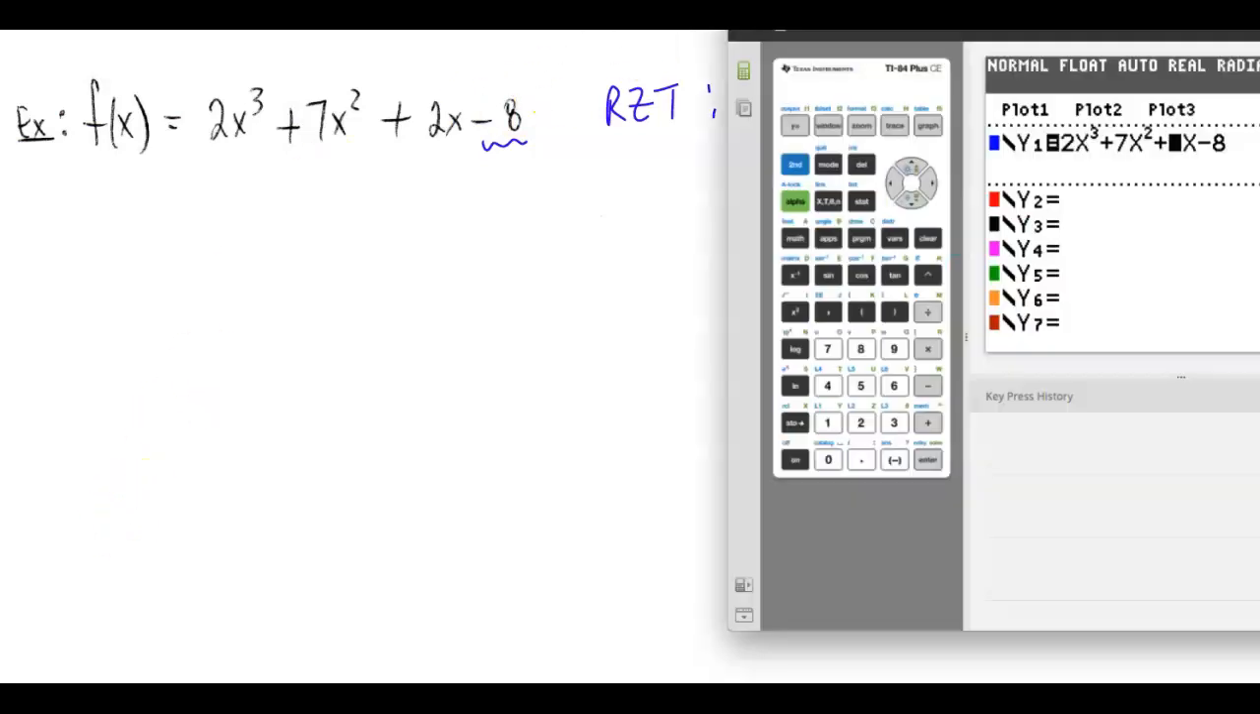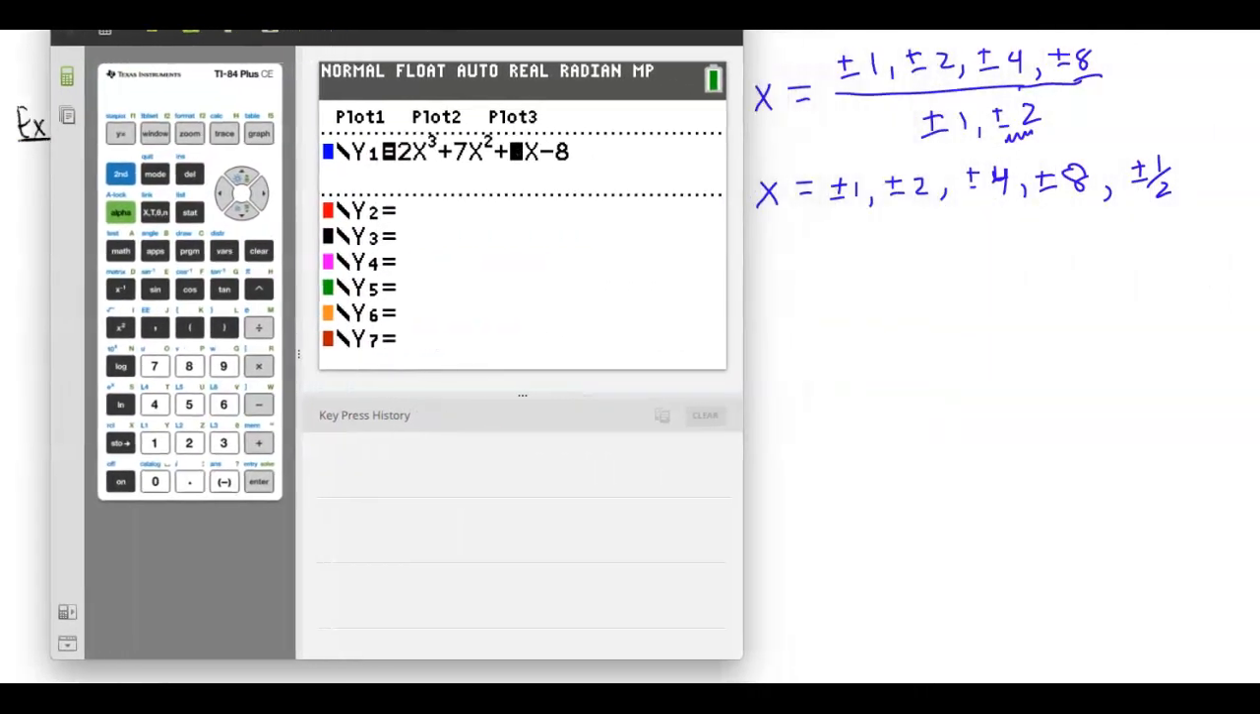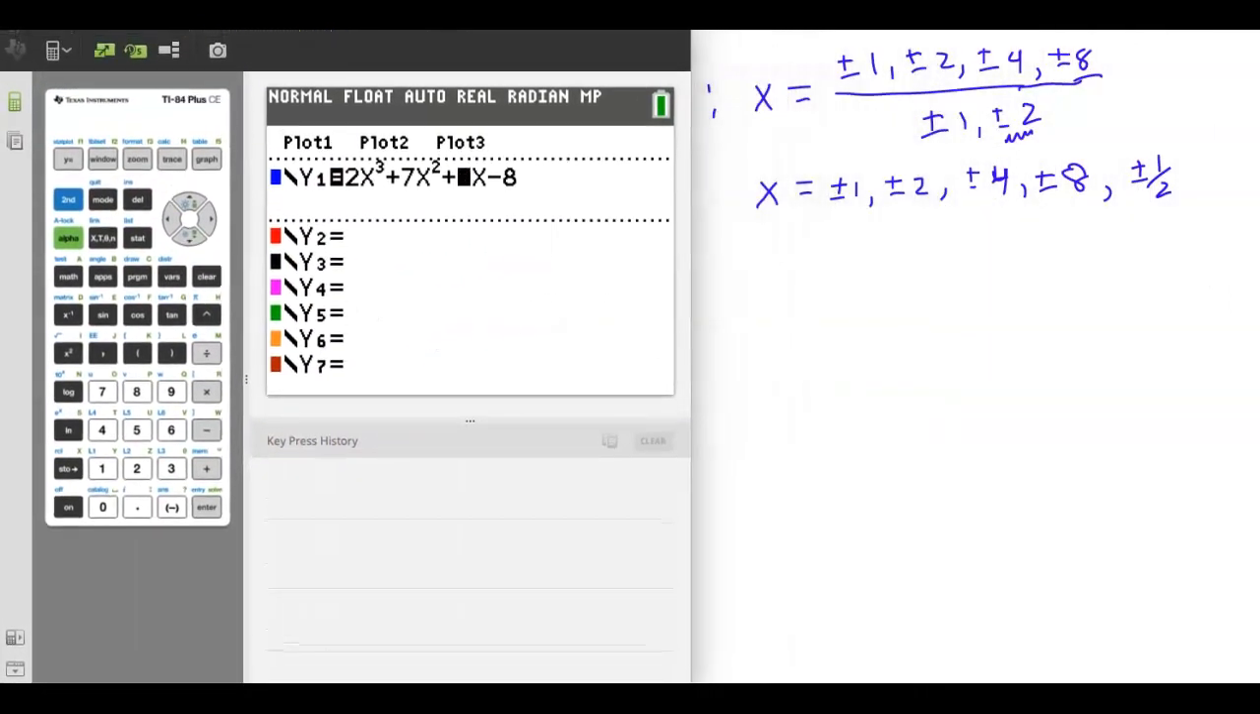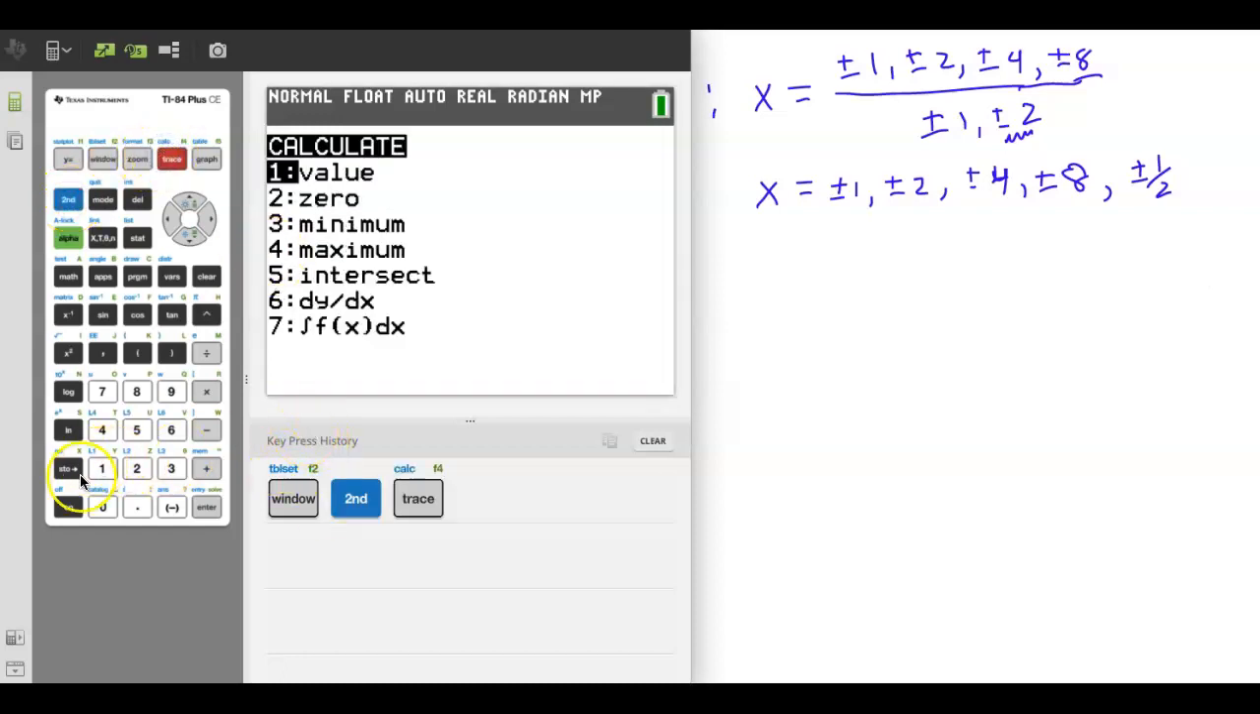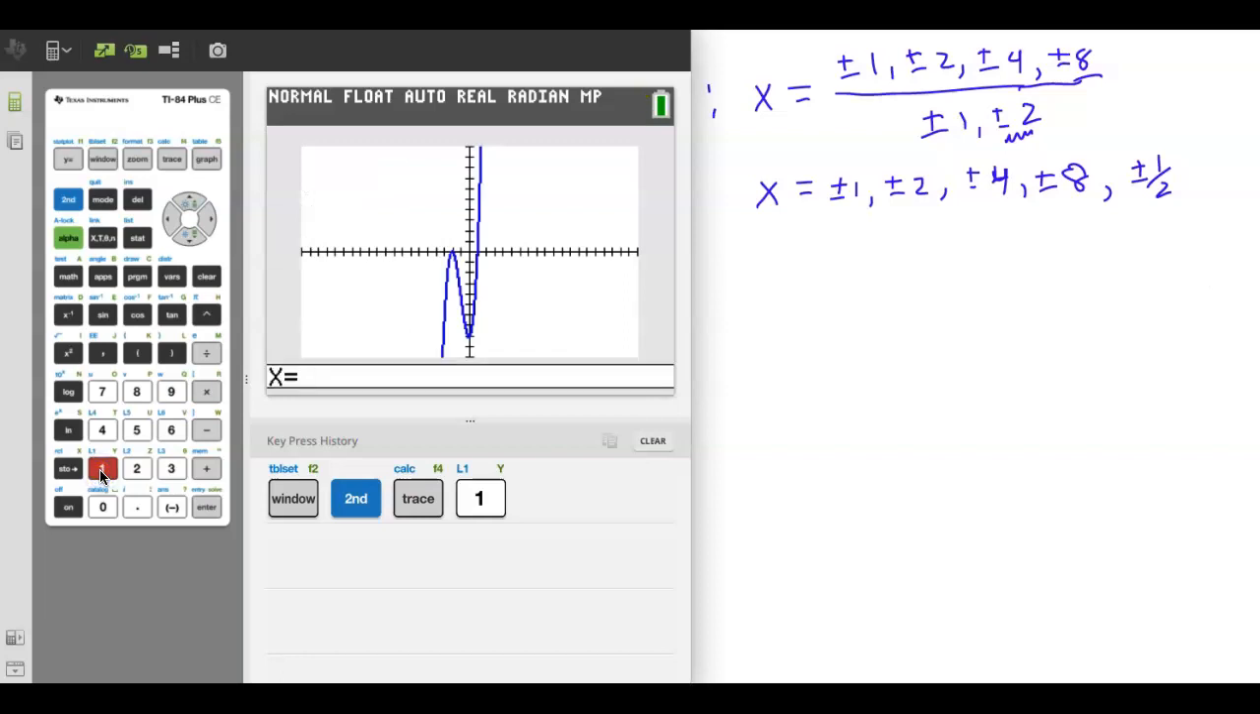All right, so bringing in our graphing calculator again here. You see I've already typed in the function again to save us a little bit of time. The main thing here is that we want to make sure that our window is set to where the x-min and x-max is large enough. Since the smallest number will be -8 and the largest number in this list is +8, that works. So we're just going to go ahead and do second calc as well, and then press 1 for value. And then from here, we'll just try these out.